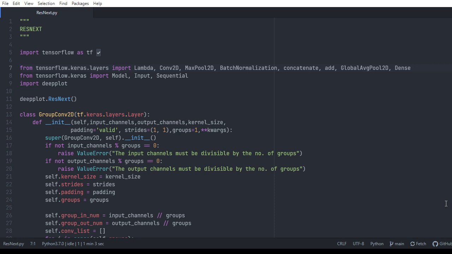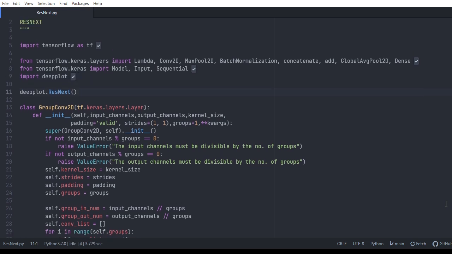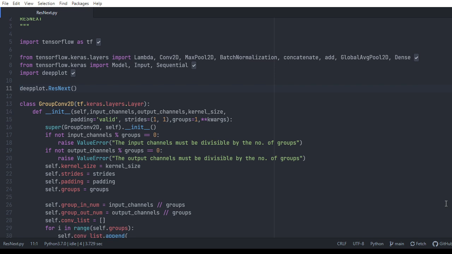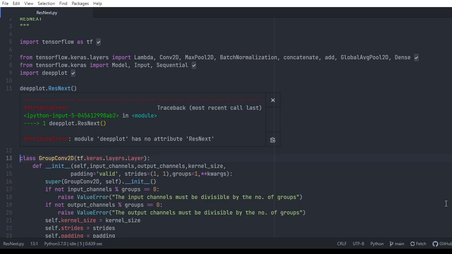So that is what we want to look at in the core of the ResNext architecture when we're implementing it. So let us implement the classes that we'll be using in the implementation of the ResNext architecture. And then after doing that, let us see the base residual block of the ResNext architecture.